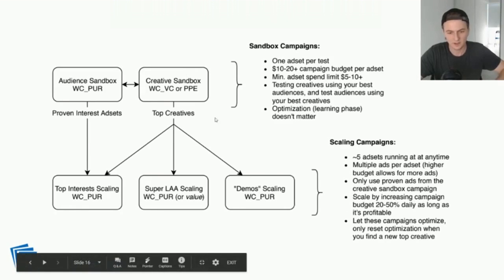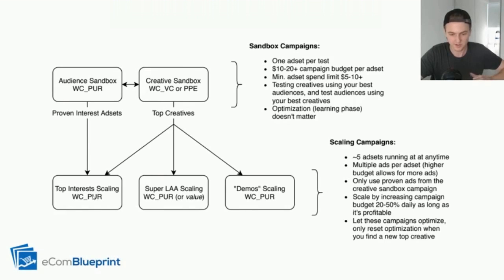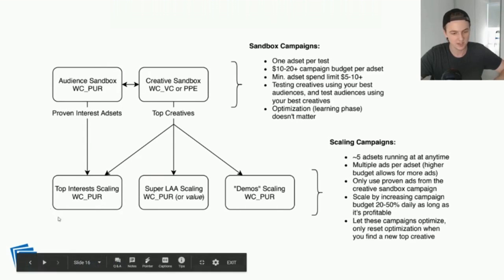And so at the bottom here, I have the scaling campaign. So these are the 3 types that I just covered: top interest scaling, super lookalike scaling, demo scaling. So these are your scaling campaigns here. And so what you want to do is take the proven interests. You constantly want to be testing interests in here, right? Once interests start doing bad, you want to replace them from here. Proven interest ad sets go into your top interest scaling, right? And so this is how you keep this campaign fresh. And as you change your interests over time, this also changes the data for your lookalikes.